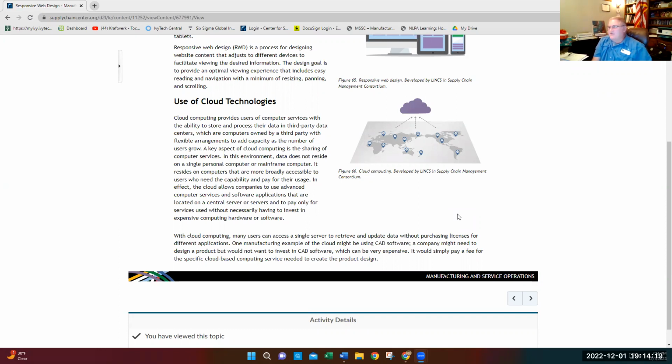And so fast forward to when the cloud became a real thing, and I can pay $1 a month per employee, because that cloud has got the software operating from a third party.